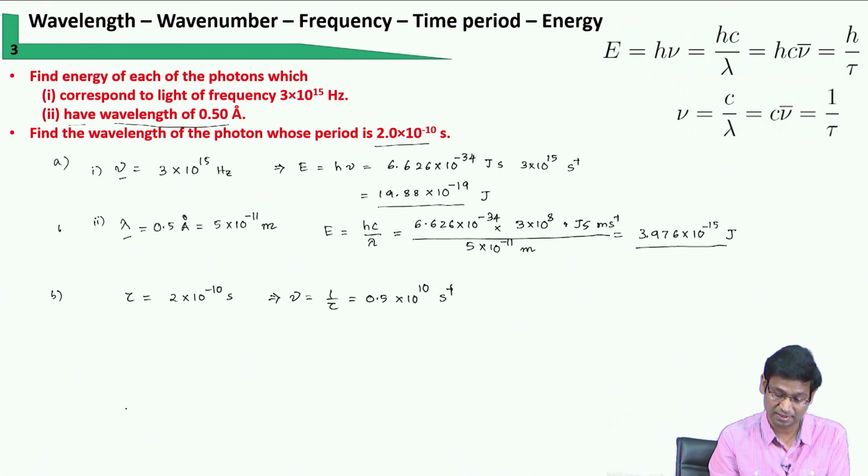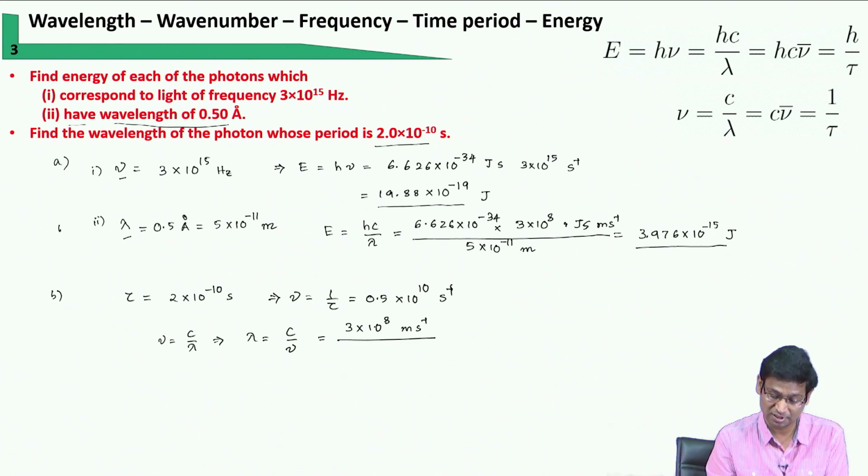This is the frequency. Now, the question asks for the wavelength, but we know that nu is c by lambda. Therefore, lambda is c by nu. So, 3 into 10 to the power 8 meter second inverse, that is the speed of light, divided by the frequency, which is now 0.5 into 10 to the power 10 second inverse. You would see that the unit that comes out will be meter, and this comes out to be 0.06 meter.